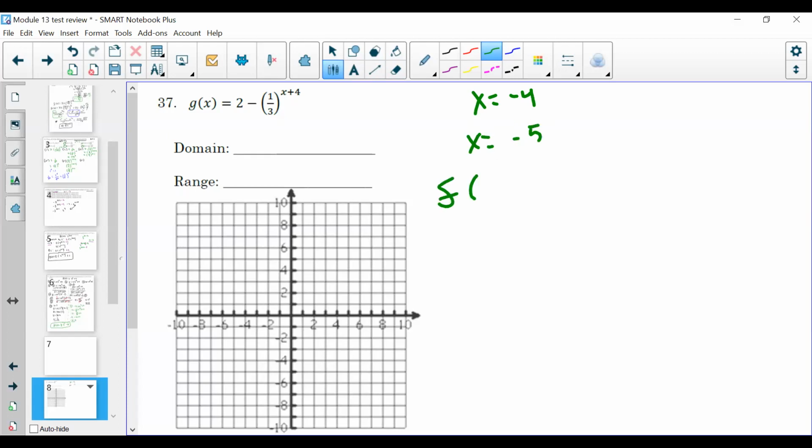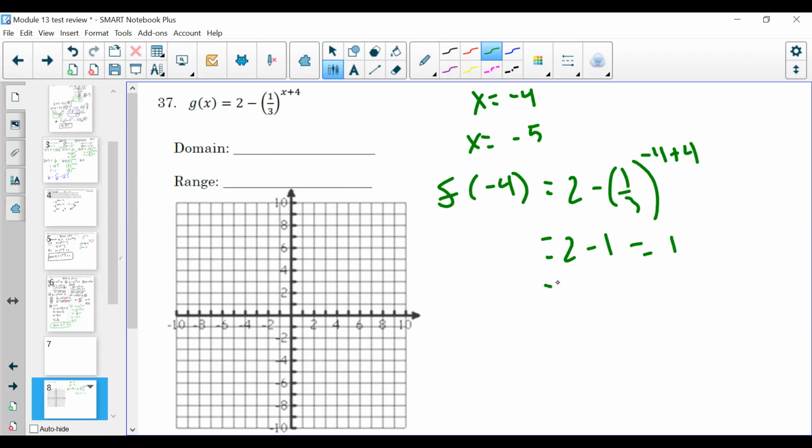So when I have f of -4, I get 2 minus 1/3 to the -4 plus 4, which is 0. So -4 plus 4 makes this 1/3 to the 0 power, which is just 1. Anything raised to the 0 power other than 0 is just 1. So what I'm saying here is that when x is -4, my y is 1. So I have a point -4, 1.